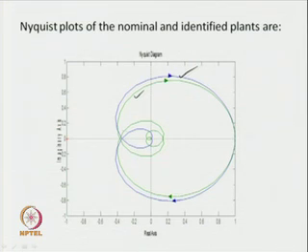So, basically we are concerned about the part of the Nyquist plots in this range of frequencies, and as we see there is not much difference between the two plots. Therefore, we can assume that the identified transfer function model represents the dynamics of the actual plant successfully.